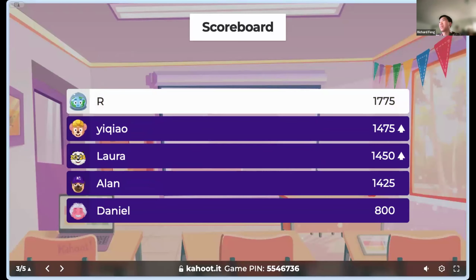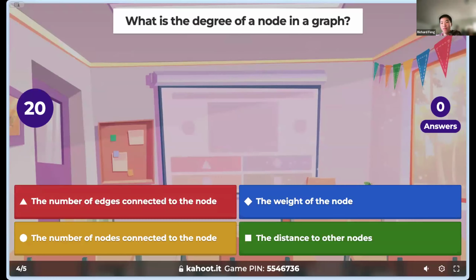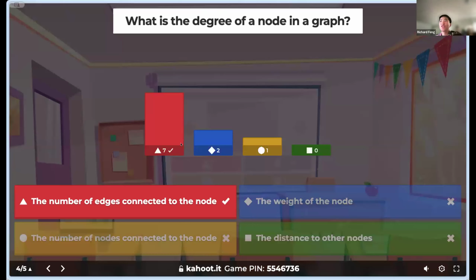Okay, R is in the lead. What is the degree of a node in a graph? So this is something Euler came up with. You remember from last week. Yeah, so it's the number of edges connected to the node. So remember in the famous bridges of Königsberg problem, Euler said that there has to be an even degree for every node in order for the graph to be traversable.